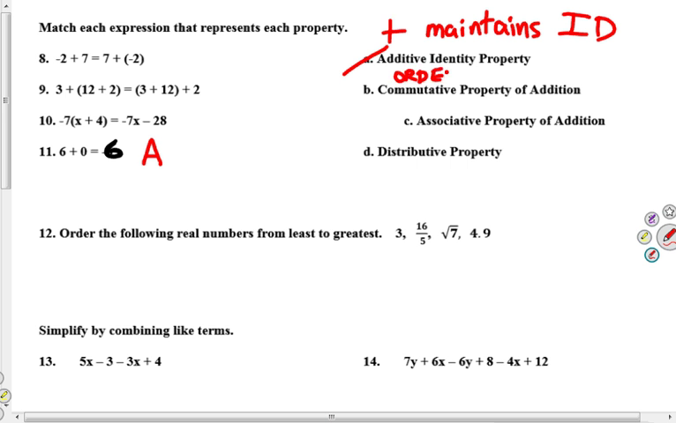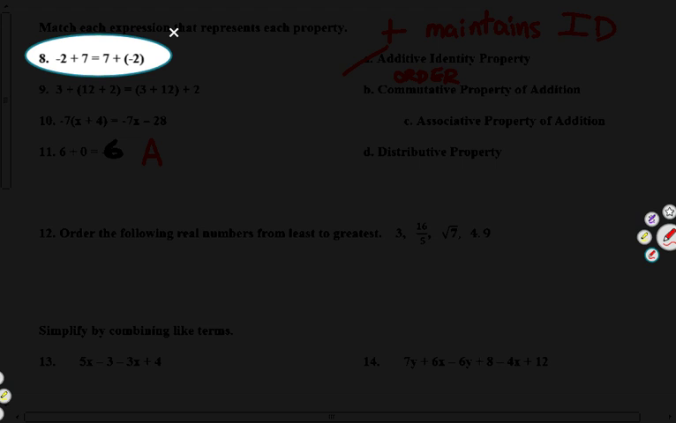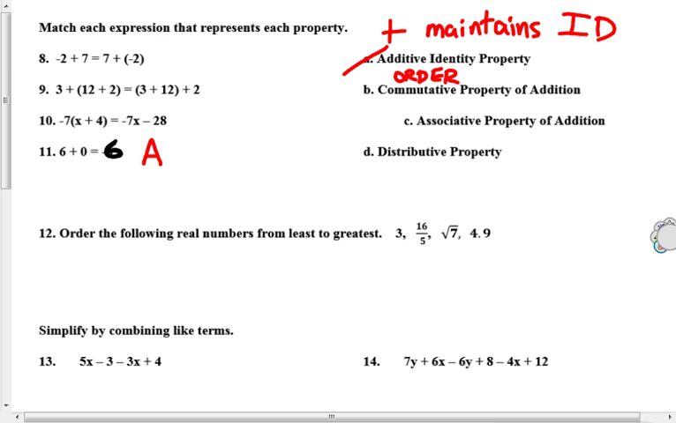Does order matter with addition? Is 6 plus 5 the same as 5 plus 6? Yes. That's the commutative property. So which one of these over here looks like the order doesn't matter? That one? That's called the commutative property. Negative 2 plus 7 is the same as 7 plus negative 2. So 8 is B.